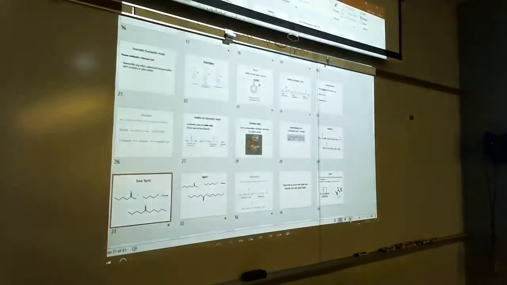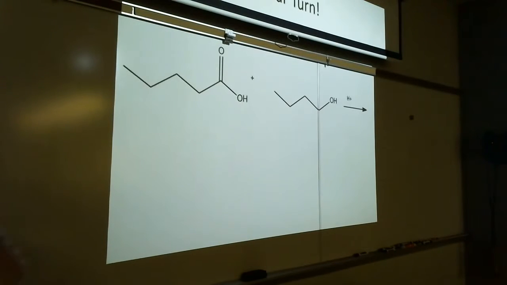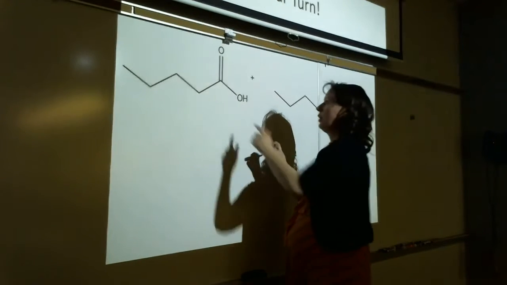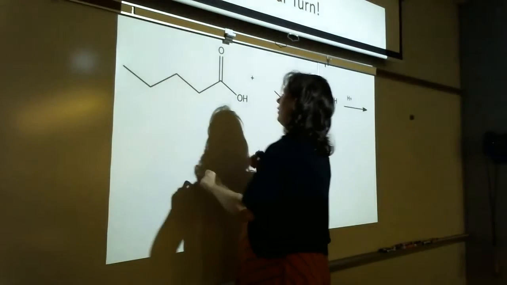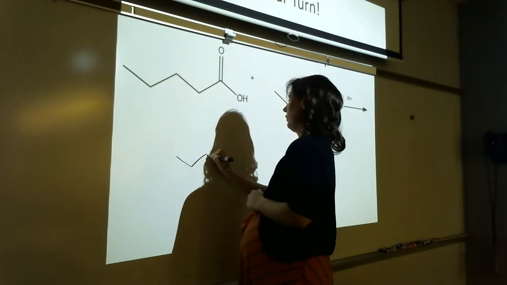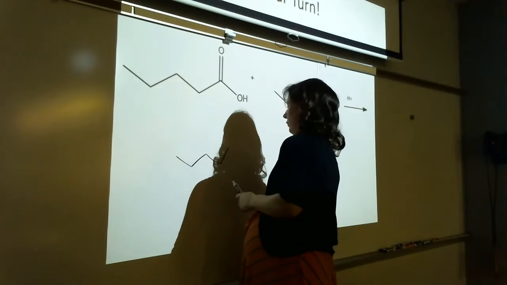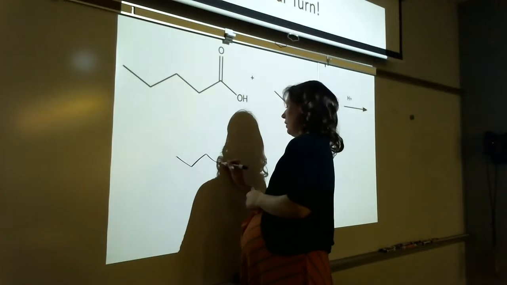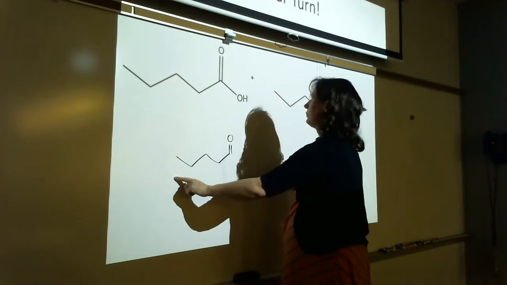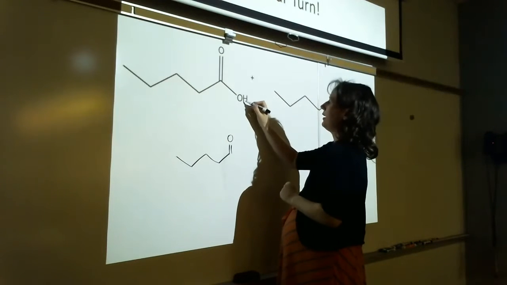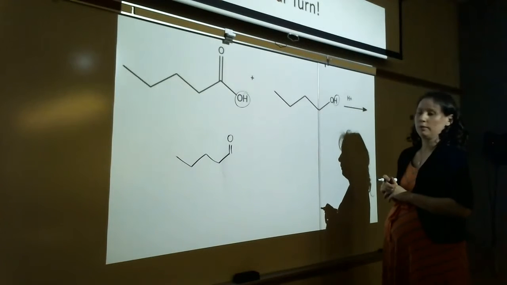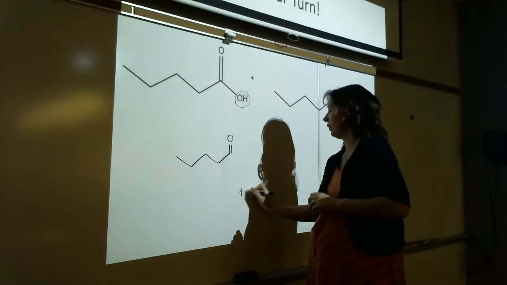All right, let's go over this. So, what are we going to get? 1, 2, 3, 4, 5. We're just going to redraw that. 1, 2, 3, 4, 5. There's our carbonyl. Now, this and this are going to come off as what? Water. So that's our other product.